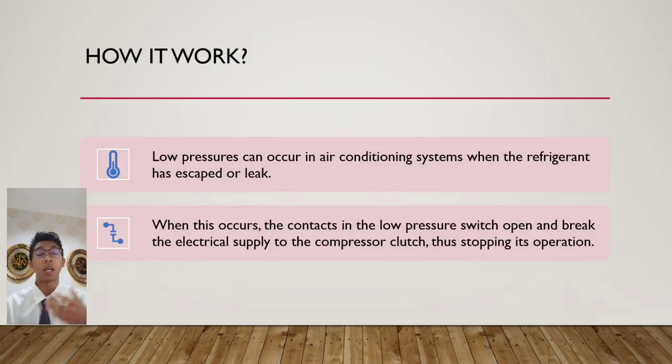Next, how the low pressure switch works in the air conditioning system. Firstly, low pressure can happen when the refrigerant is not enough or has escaped or leaked in the system. So when low pressure happens, the low pressure switch opens and breaks the electrical supply to the compressor clutch, so it can stop the compressor and the operation.